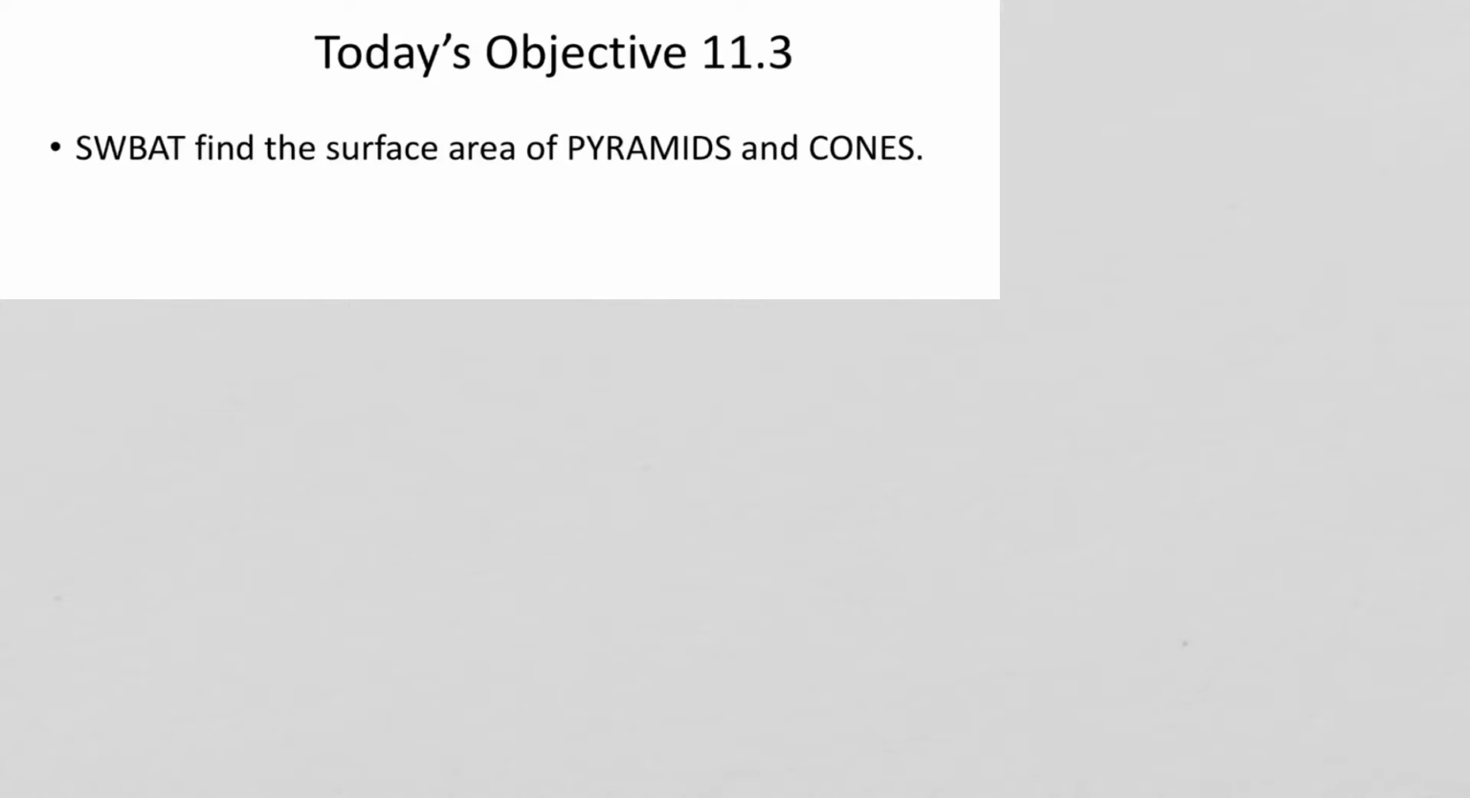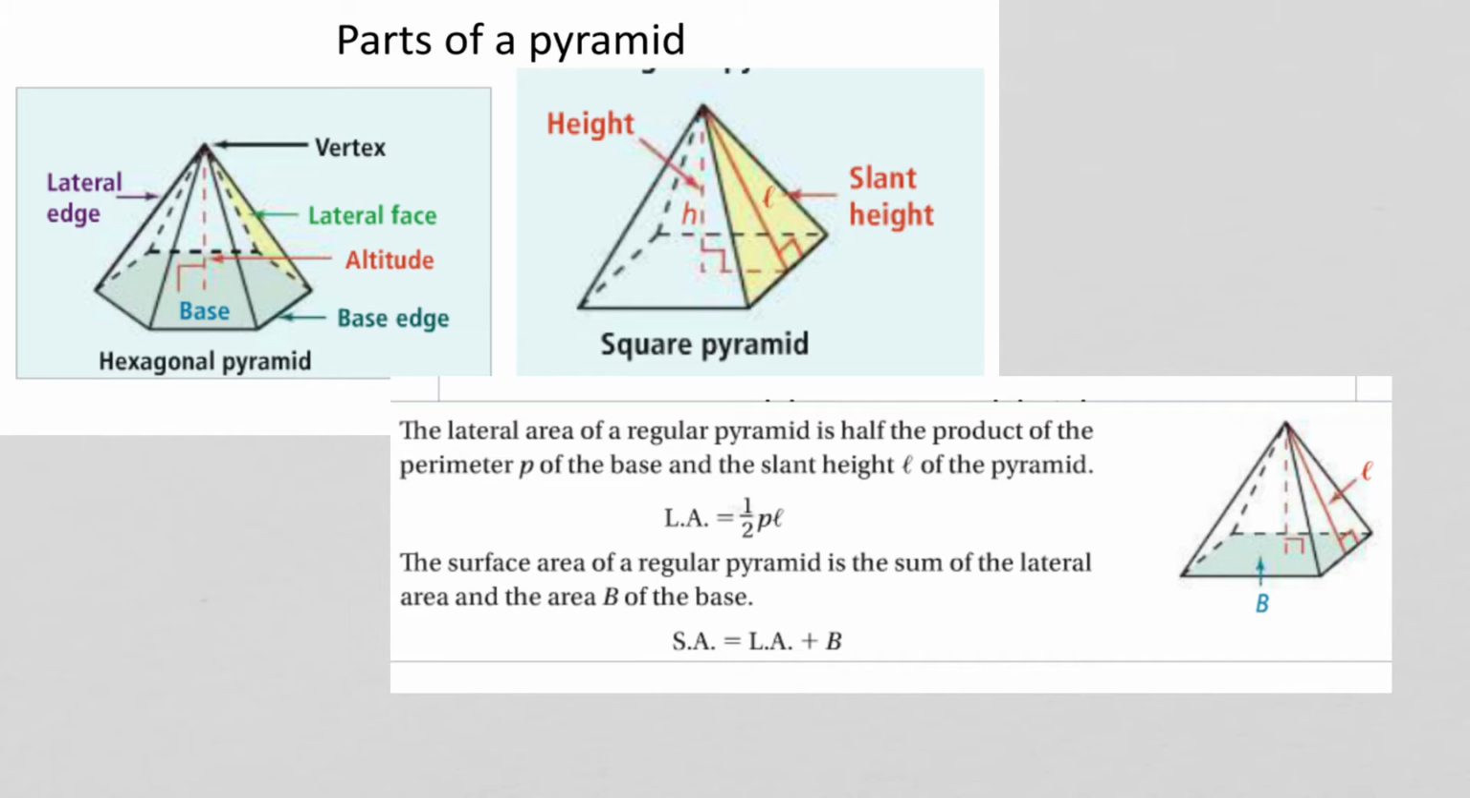All right, today we're learning about ELR 11.3, finding surface area of pyramids and cones. So let's take a look at the parts of a pyramid first. A pyramid has a base. That's how you name the pyramid. It has a height inside coming from that top point, which is the vertex, down. So this is that top vertex here.